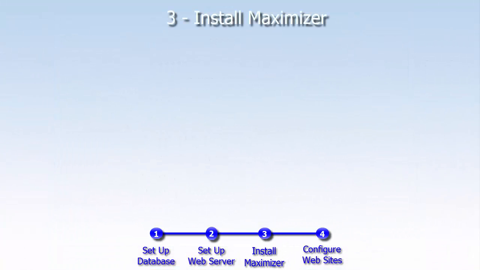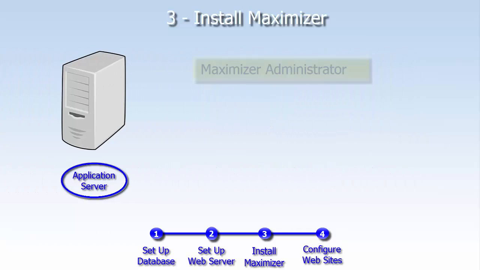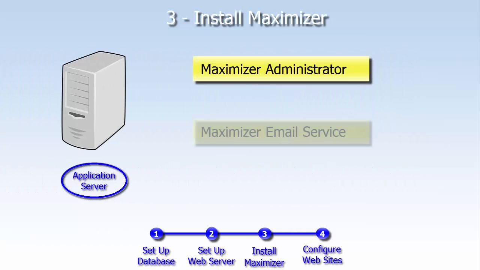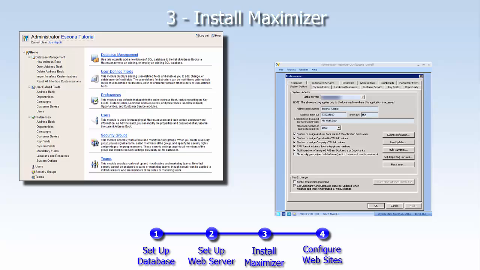With your database and web servers up and running, you're ready to install Maximizer. The application server runs the Maximizer Administrator module and the Maximizer email service. You can perform most administrative tasks using the Web Access Administrator interface. You'll also need to use the Windows Access Administrator module installed on the application server to perform some of the less common administrative tasks.